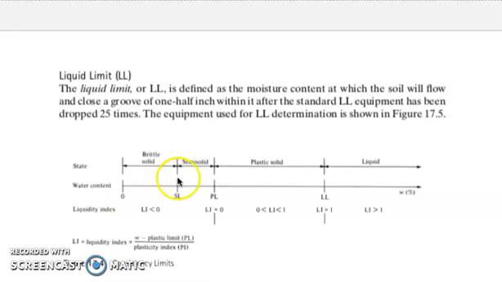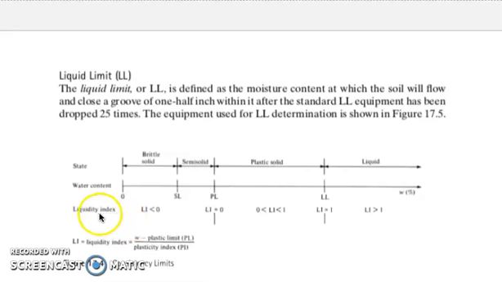So from 0 to this point, that transition is the shrinkage limit. From the shrinkage limit towards this point, that is the transition for the plastic limit. As we increase the amount of water, from the plastic limit towards this point, we have what we call our liquid limit.